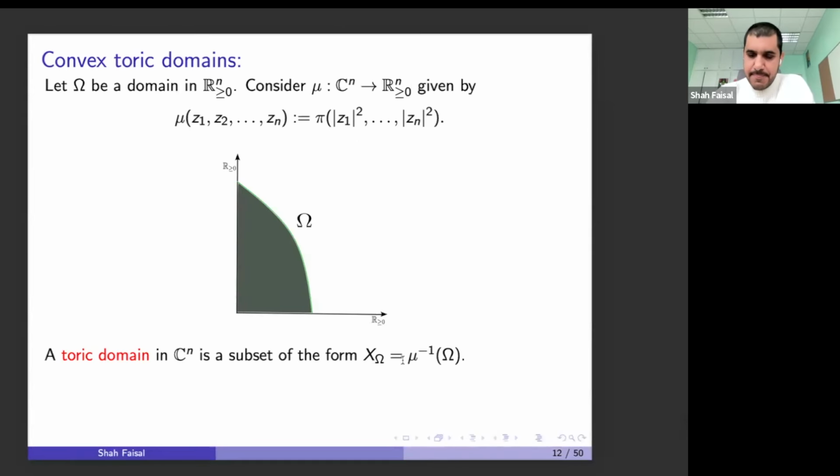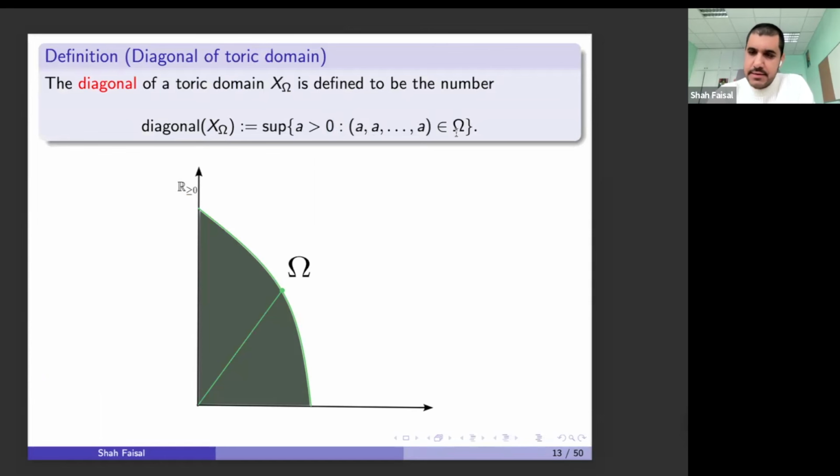There is a number we assign to a convex toric domain in general. The maximal positive number such that you can place this diagonal vector in the domain omega is called the diagonal of the toric domain, and it is proportional to this diagonal line.